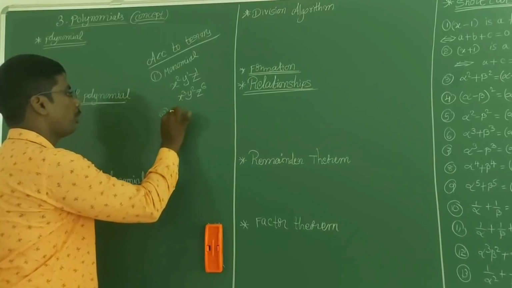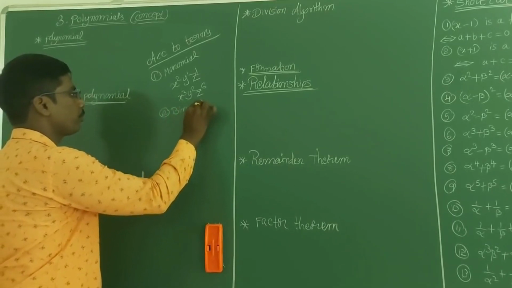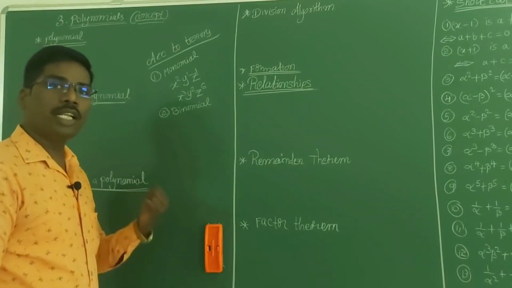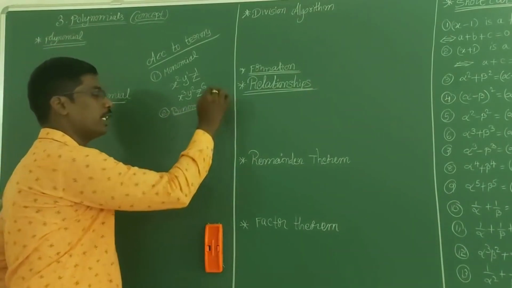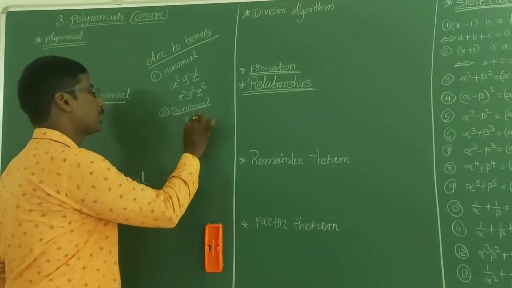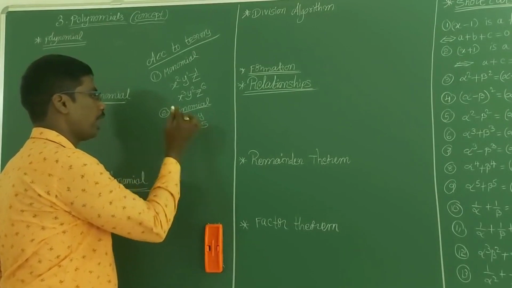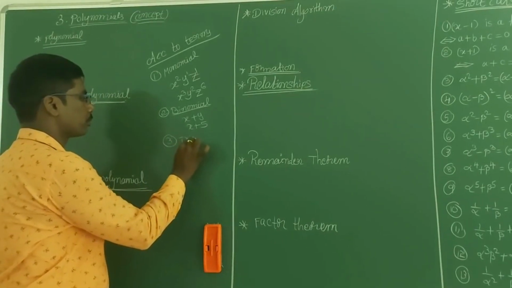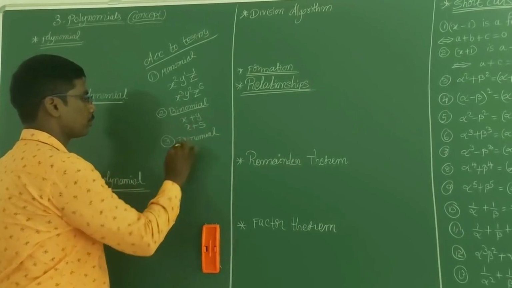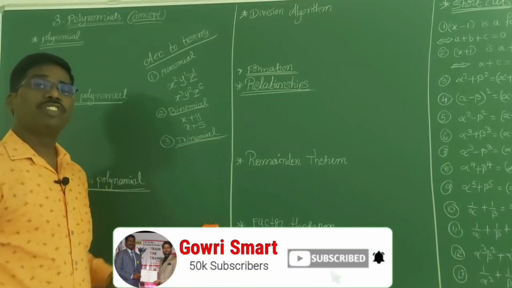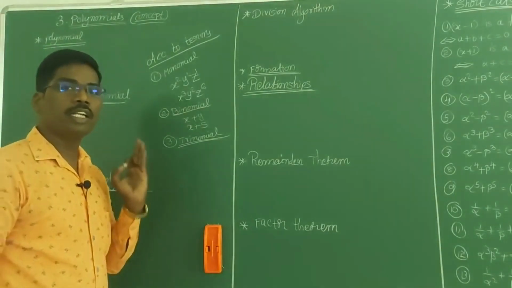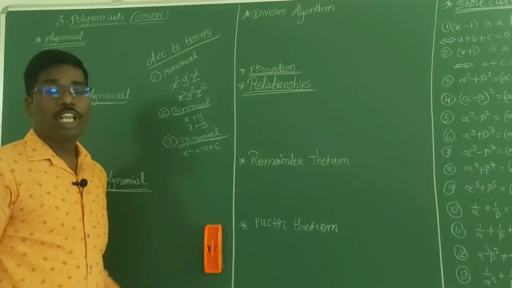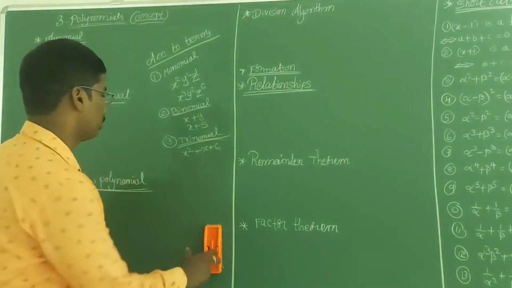Next, binomial. A polynomial in which two terms are there, that is called binomial. For example, x plus y or x plus 5, like that. Next, trinomial. A polynomial in which three terms are there, that is called trinomial. x square plus x plus 6.